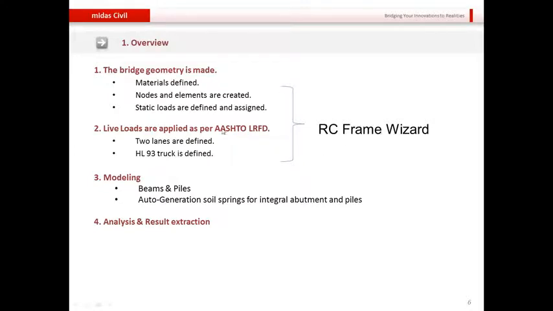Now once the model is generated, you can go in and modify or customize the model to suit your field requirements. Like you can set what type of beams you want to use and what kind of pile elements you are using, so you can provide them spacing and create them in no time. Then you can use the auto generation tools for generating soil springs for integral abutments as well as for piles, and then move on for analysis and result extraction.